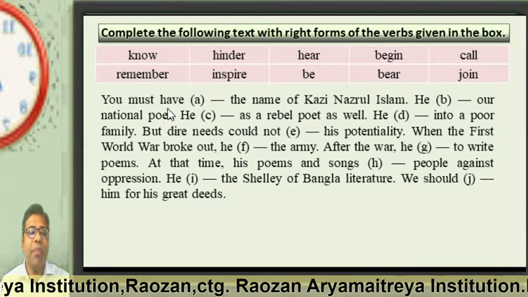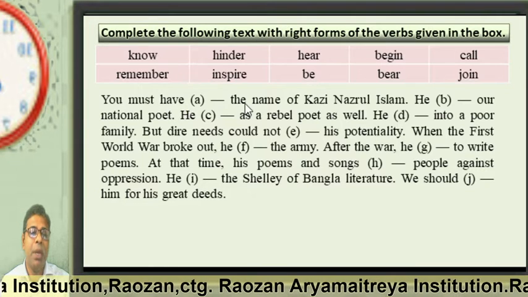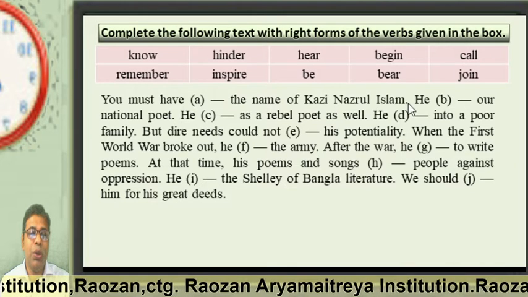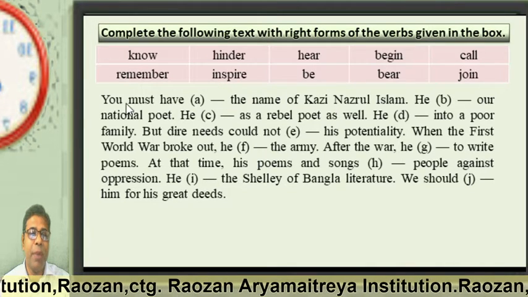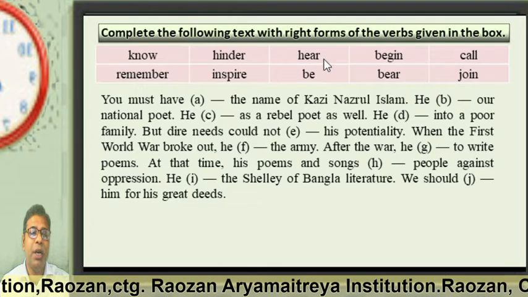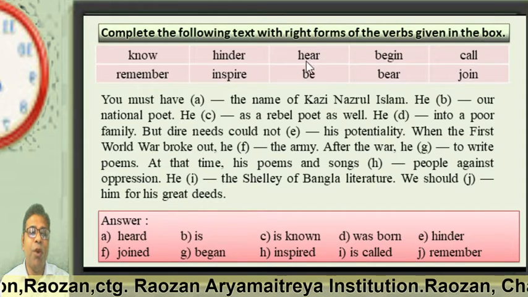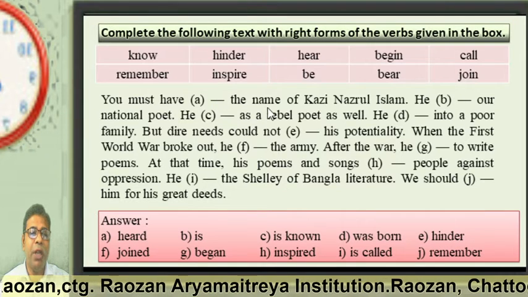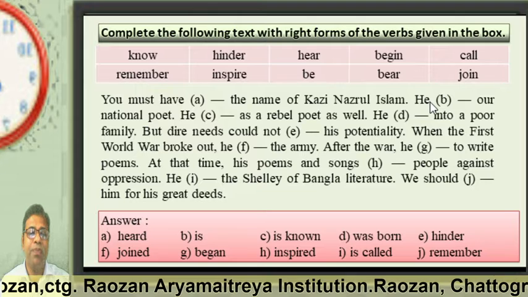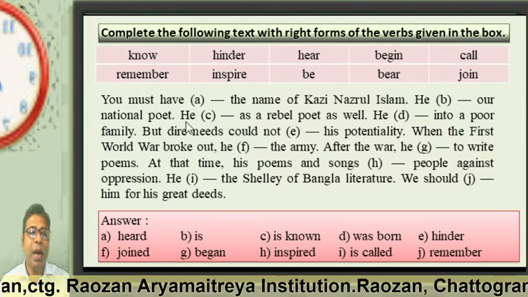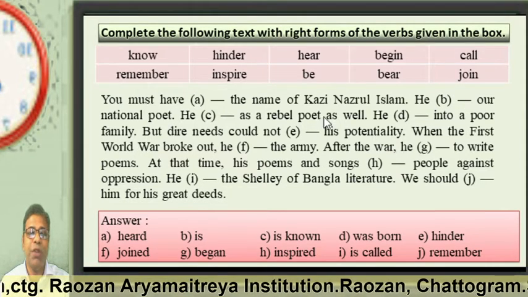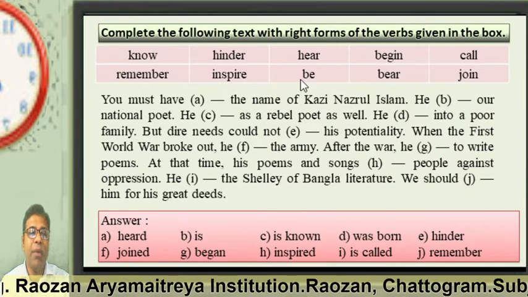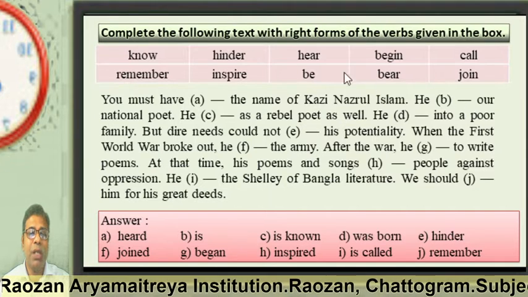You must have dash the name of Qazi Nazrul Islam. Which verb? You must have heard, so you use the V3 form of hear. Then, he dash our national poet. This is a universal truth, so it is present indefinite: he is. We use is from the be verb.